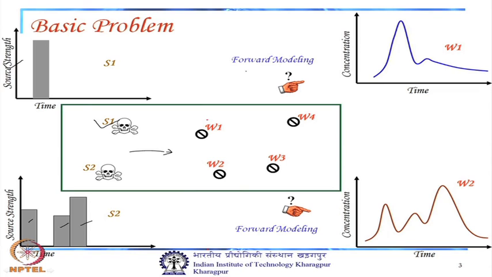In this case, forward modeling will give us, if we have this source and this strength, some kind of breakthrough curve, that is a time versus concentration curve, for the W1 location like this. And with forward modeling, we can get the breakthrough curve for W2 with multiple peaks due to different strengths and their activity periods.